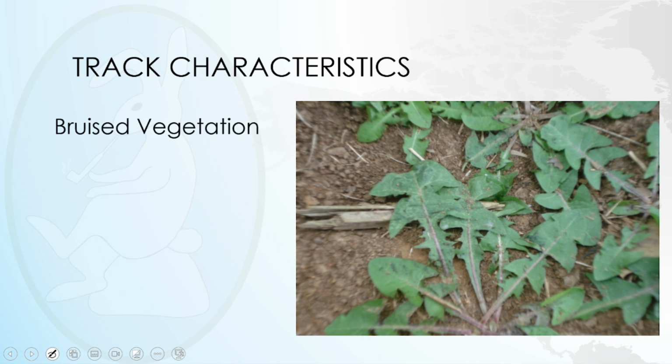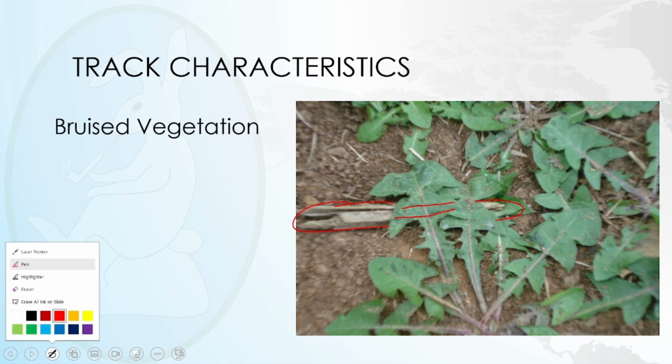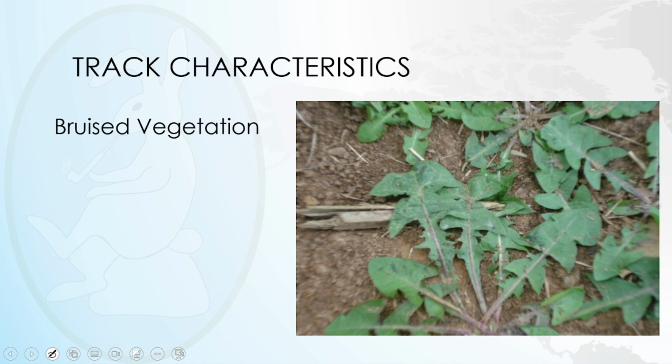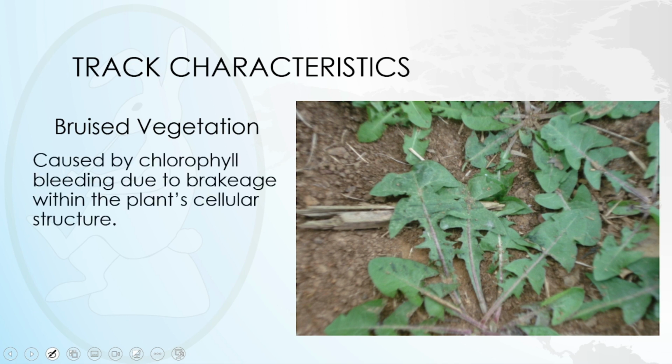Another example of something we may look for is bruised vegetation. But we can see here where we have the piece of mulch here, and with the dandelion leaf over top, you can see this crease, right? There's a crease that runs right down the middle. There's actually a couple of them that run right down the middle of the leaf, where something stepped on that. They stepped on it and they caused it to be bruised. And it's caused by chlorophyll that's bleeding due to breakage within the plant's cellular structure.